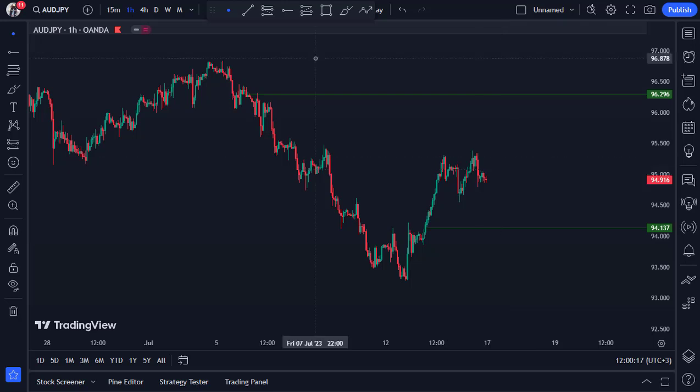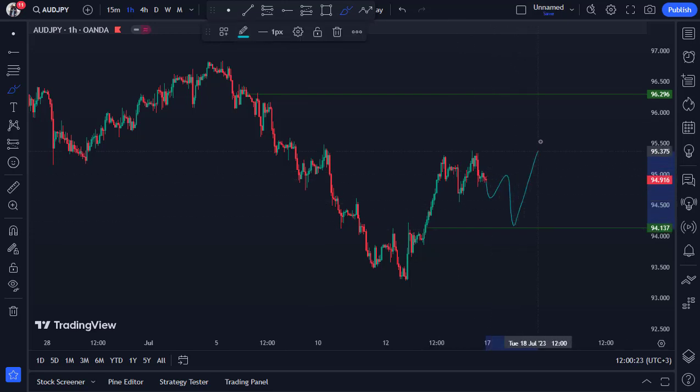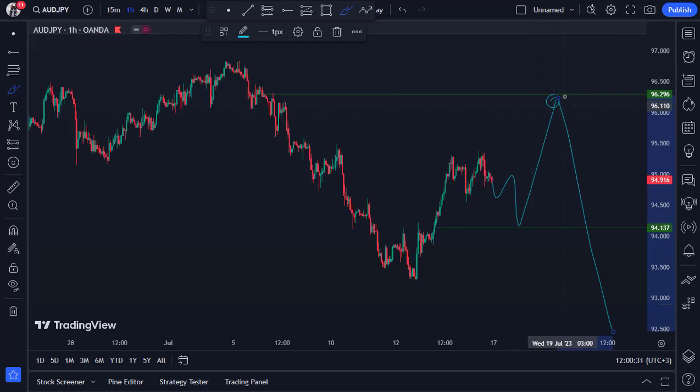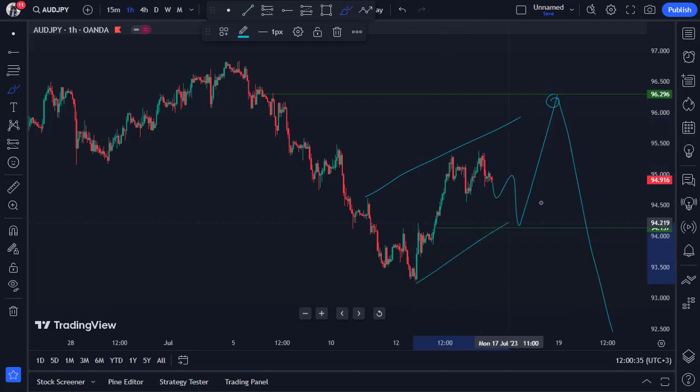Okay, so right now what I'm expecting on this pair is to continue correcting over here to this area, then we get this push up to this area, then from here we'll see how the price will go, but we'll be expecting another push to the downside once we have tapped that area. Perhaps giving us this pattern over here.